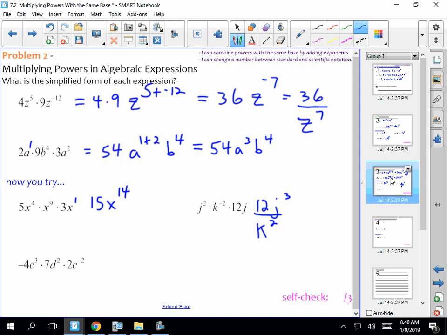And the last one on here, we do have a negative sitting out in front of the 4, so it'll be negative 4 times 7 is negative 28, times 2 is negative 56. We've got c to the 1st, which we won't write the little 1 on there. You usually won't see the 1 power written. It'll just be c, and then d to the 2nd. Okay, any questions on that?